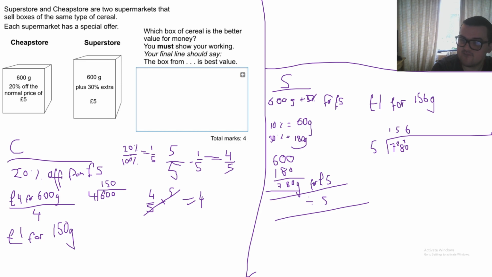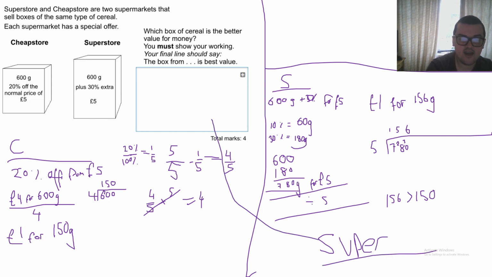The question says, what's better value for money? So we want more stuff for the same amount of money. 150 grams, 156. 156 is bigger than 150. So which one's better value for money? It's going to be Superstore, because Superstore are giving us more cereal for the same amount of money. So Superstore is better value for money. And there is your answer. Right, let's go to the next question.